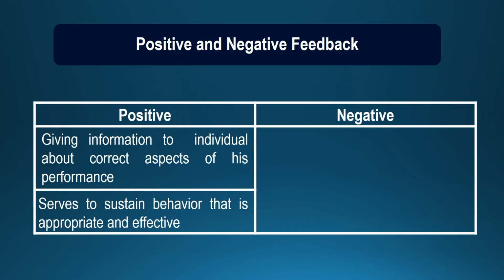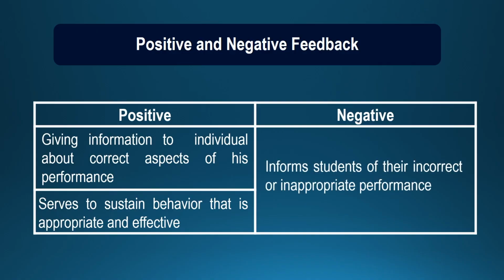Positive feedback is basically provided wherever the teacher identifies the appropriateness of the behavior and activities and considers that the student definitely requires a positive remark for this. If the teacher gives verbal comments like very poor, you are not right here, these types of feedback or verbal comments are considered as negative feedback. Negative feedback informs students of their incorrect or inappropriate performances.